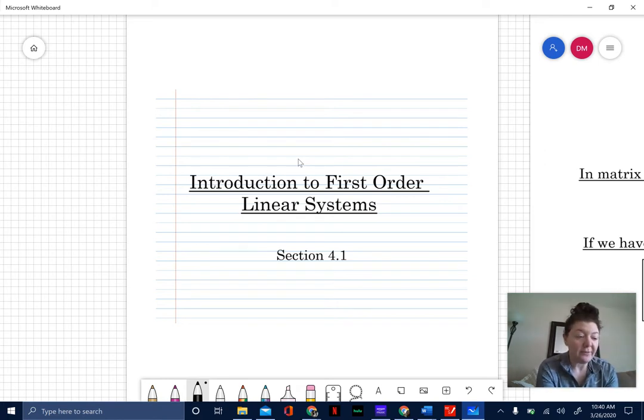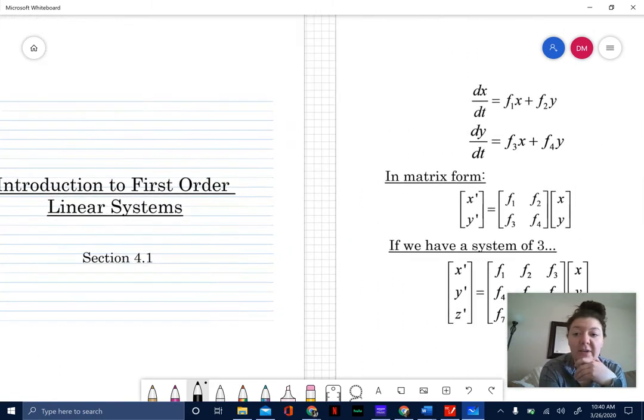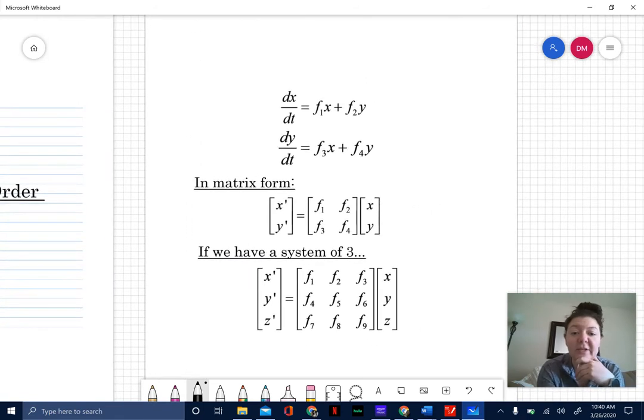So, introduction to first order linear systems. Now, everything we've done with differential equations has been with single differential equations. Chapter 4 is all about systems of differential equations. So, I'm just going to go to the next slide right here. Basically, we're going to have dx/dt and dy/dt. So we've got a system of two differential equations right here.